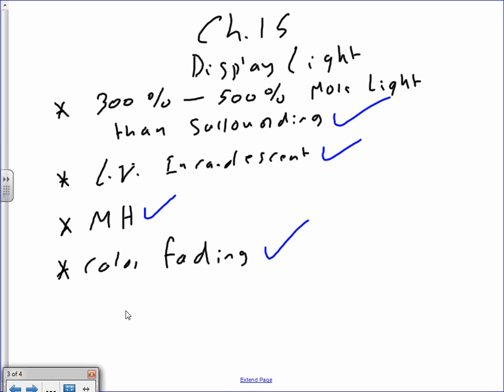The second concept that they use, guys, is low voltage incandescent and metal halide. Believe it or not, incandescent lamps are bad. Incandescent is a bad word, right? We can't use incandescent lamps for general lighting. Bad word, not efficient.